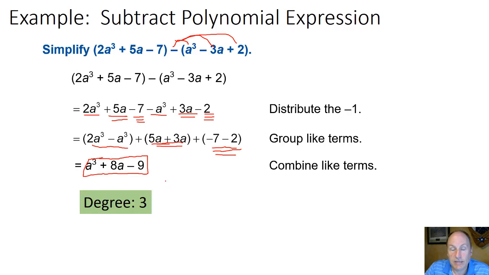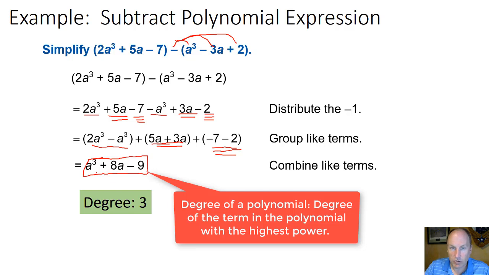Now another concept we need to talk about is the degree of a polynomial. A polynomial is something that has multiple parts, but each of the parts has a variable raised only to a positive integer power. So this is a polynomial. When we're talking about the degree of a polynomial, we look at the highest power term. Usually that's on the left. And that power is called the degree. In this case, a to the third is the highest power term, so we call this a degree 3 polynomial.